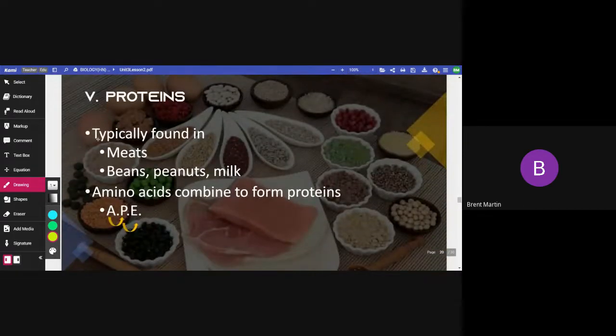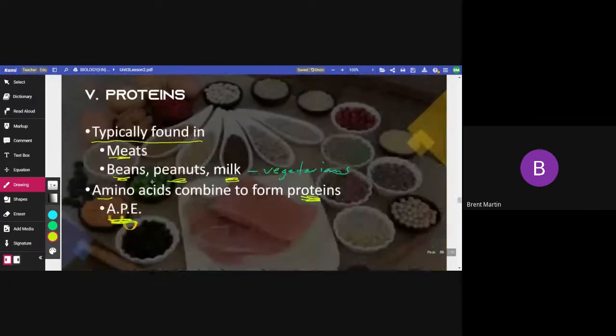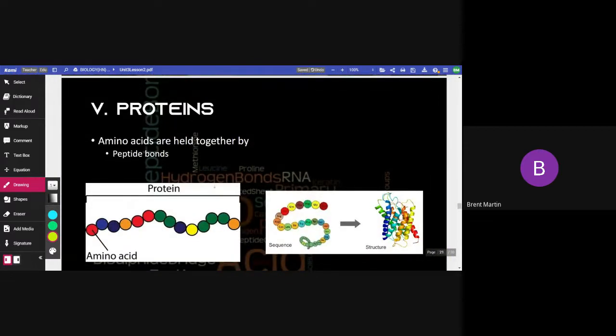All right, now, proteins, you do need to know where you would typically find them. Meat, beans, peanuts, and milk. Why would this be important? What type of people would need these things to get proteins in their diet? Vegetarians, right? They've got to have a source of protein for their diet. So beans, peanuts, and milk and other things like that are how vegetarians keep proteins in their diet. Do you remember this phrase, what I had told you? That APE, that means amino acids combine to form what? Proteins, right? So definitely want to make sure you remember amino acids are the building blocks, and then proteins would be basically the polymer.